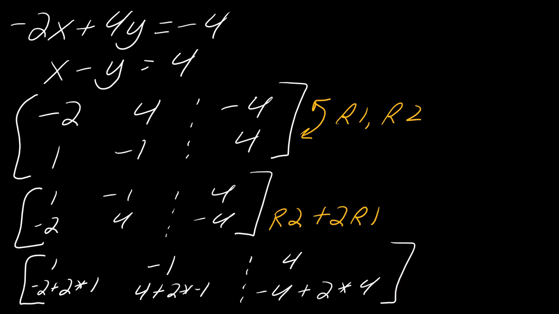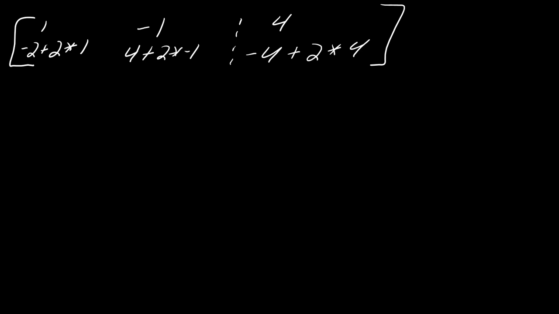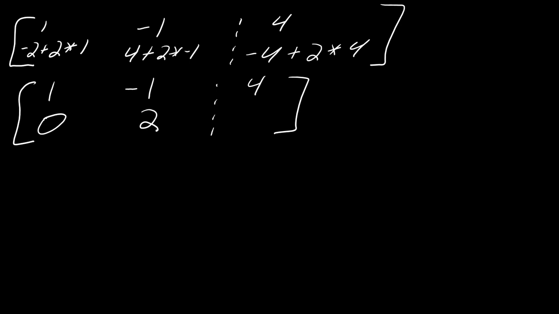So let me clear a little space. And so now let's just sort out the calculation. So nothing's happening to the top row. We did nothing to that. The bottom row now becomes 0, right? Because -2 plus 2 is 0. This was the goal. So that's good. That's what we wanted. 4 plus 2 times -1, that's really going to be 4 plus -2. So this is going to be 2. And then -4 plus 2 times 4. So that's -4 plus 8. So this is just going to become 4.